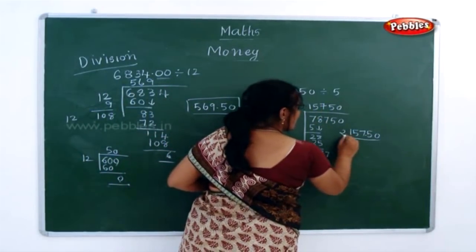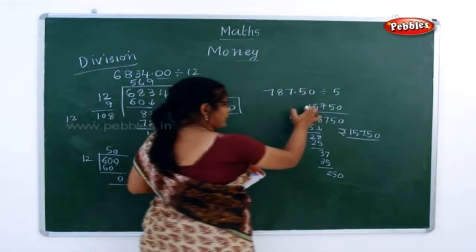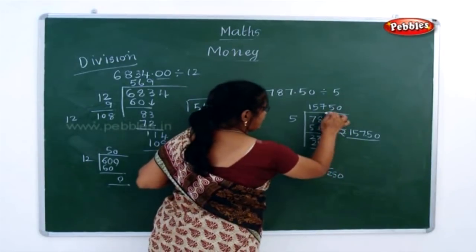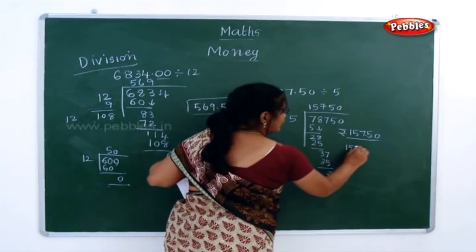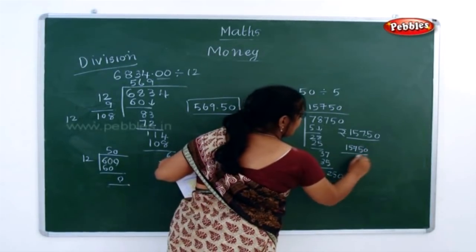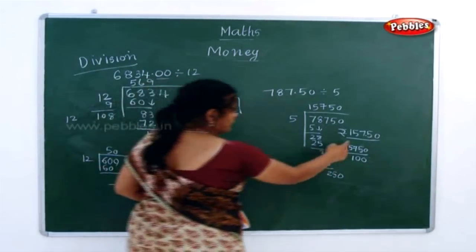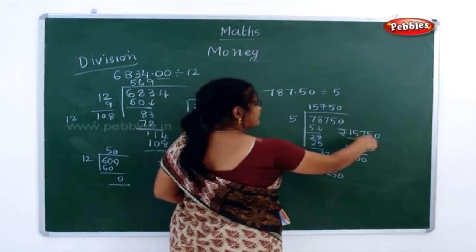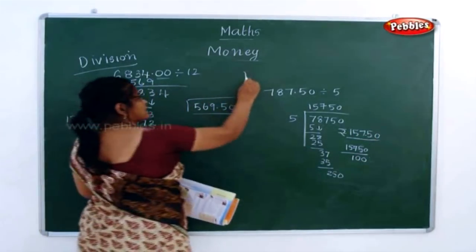So it is rupees 157.50, because 15750 you can just convert into rupees and paisa. Now what you have to do? 15750 by 100. So now when you convert by 100, what you will get? Rupees 157.50 paisa. Same way, try the sum.